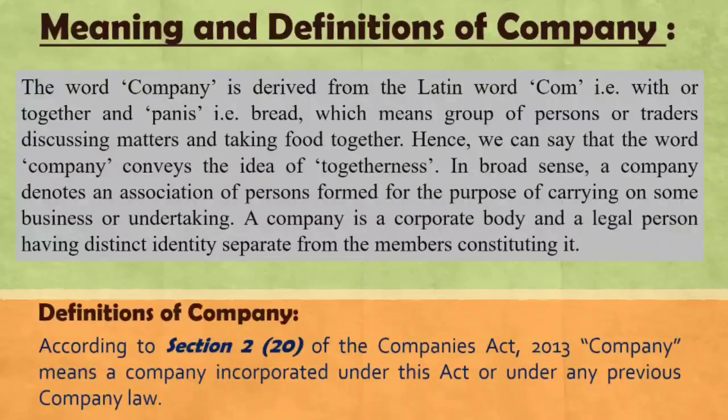If you see the definition, according to section 2, subsection 20 of the Companies Act 2013, company means a company incorporated under this act or under any previous company law. So according to the Companies Act 2013, section 2, subsection 20, what does company mean? A company means a company incorporated under this act. Under this act means Companies Act 2013 and under any previous company law. And if it is created under any previous company law or under this law, then what do we define it as? We define it as a company. That is a simple definition which is given by the Companies Act 2013.